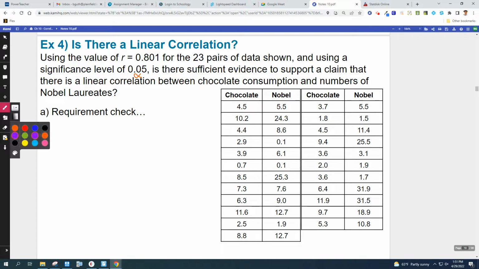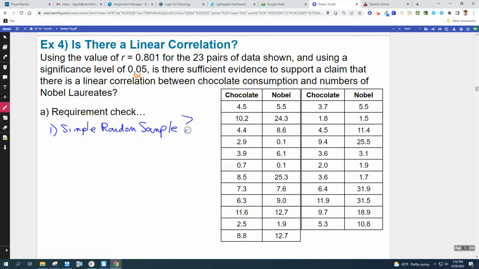The first thing you need to do is check the requirements. And so if you go back, there were 3 requirements. Requirement number 1, is this a simple random sample? And we're looking at Nobel Prize winners. It doesn't really seem to be a simple random sample.